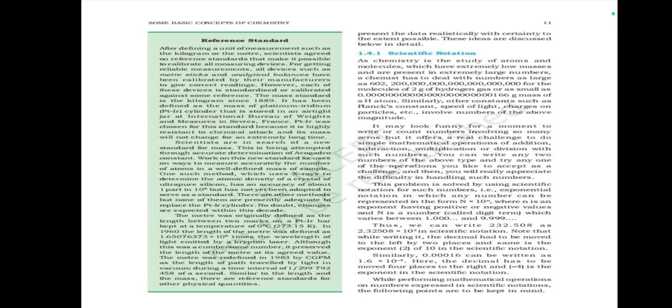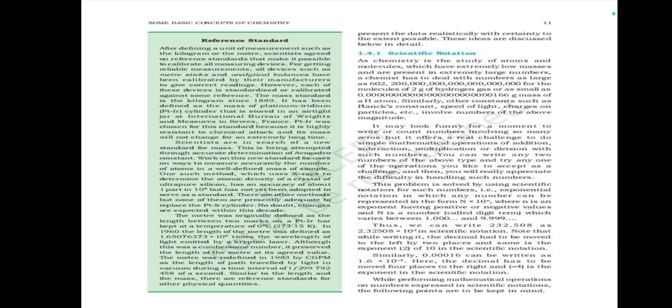Thus, we can write 232.508 as 2.32508 times 10 to the power 2 in scientific notation. Note that the decimal has to be moved to the left by two places, and the same is the exponent 2 in the scientific notation. Similarly, 0.00016 can be written as 1.6 times 10 to the power minus 4. Here the decimal has to be moved 4 places to the right, and minus 4 is the exponent in the scientific notation.